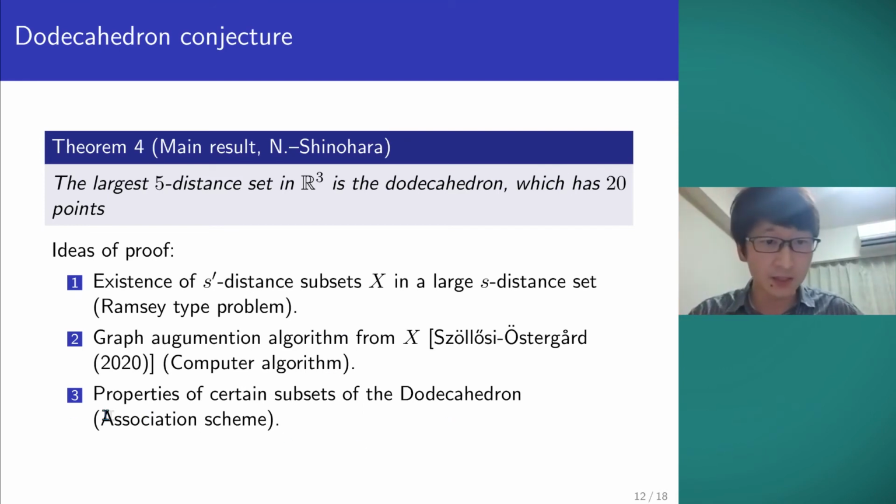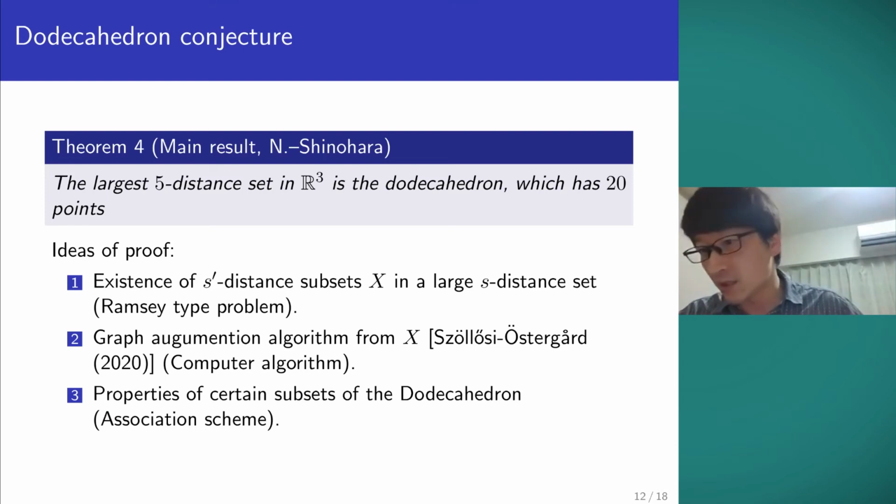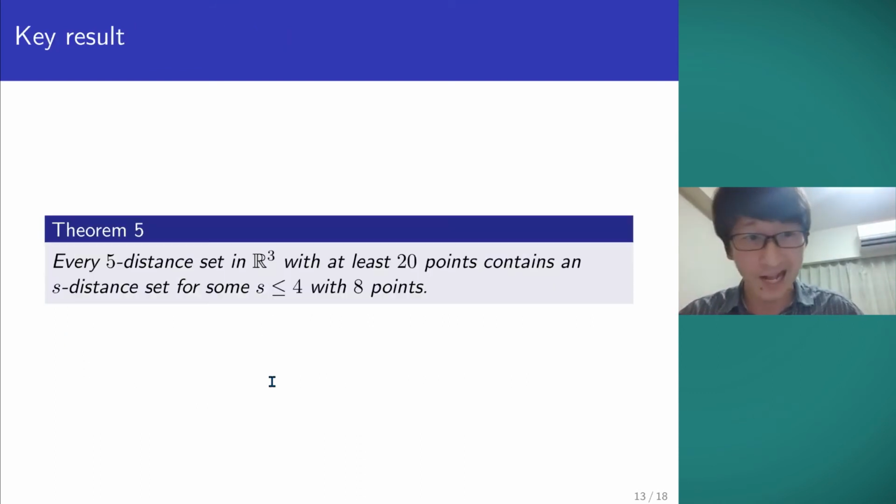And third, properties of certain subsets of the dodecahedron. We give some geometry, and that can reduce the computational cost of this second part. In particular, the first result is very good and important. This first result reduces much of the computational cost of the second part. So therefore, this is a key result, Theorem 5.